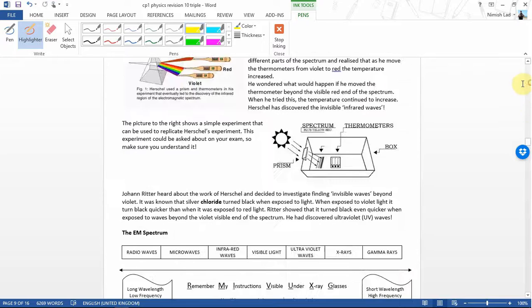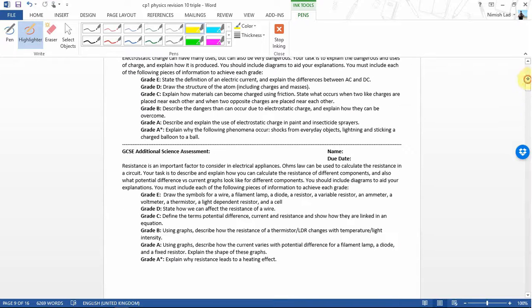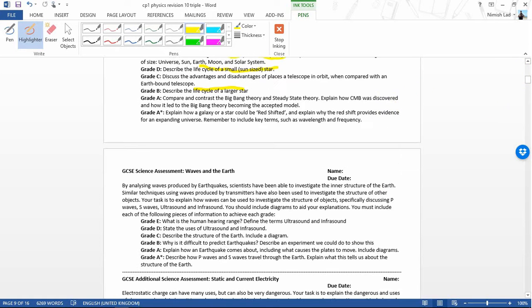Right, grade C work is what we need to look at now. If I remember correctly, this is looking at different types of telescopes. Discuss the advantages and disadvantages of placing a telescope in orbit when compared with an earthbound telescope. So we've got to think about what happens when you place telescopes in different areas.